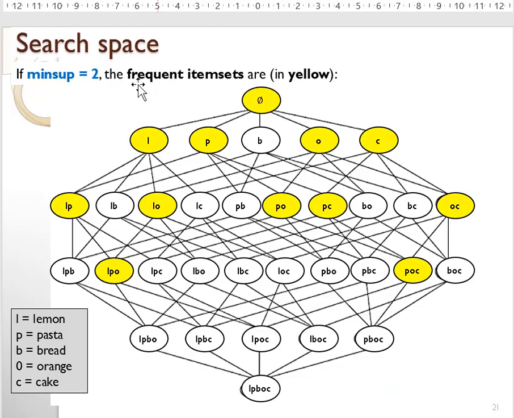Now, if we set the parameter minimum support to 2, here I show you the frequent item sets. In yellow color, you can see all the frequent item sets. So lemon, pasta, lemon orange, lemon pasta orange, and so on. So there are 1, 2, 3, 4, 5, 6, 7, 8, 9, 10, 11, plus the empty set if we count it. So the goal in frequent item set mining, if the user sets the minimum support to 2, is to find all the frequent item sets, the yellow item sets in my picture.